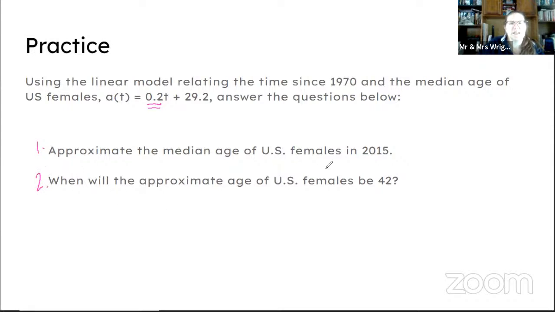You have two questions here. Approximate the median age of the US females in 2015. And when will the approximate age of the US females be 42? All right, pause the video, go ahead and work that out on your own, and then unpause it when you're ready to go over it.